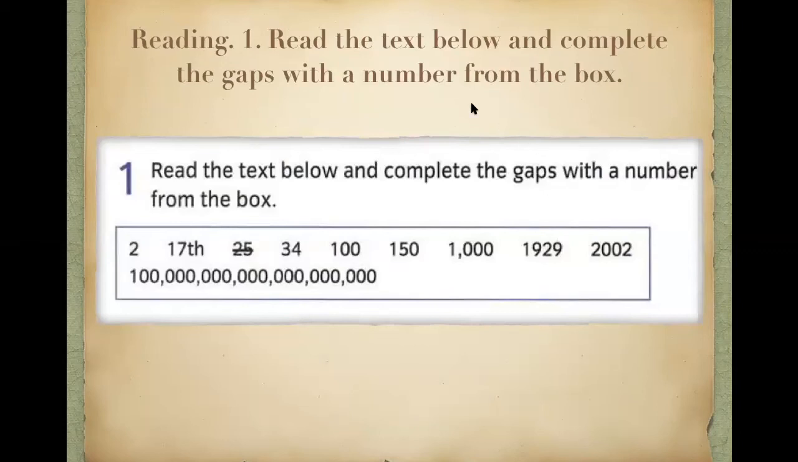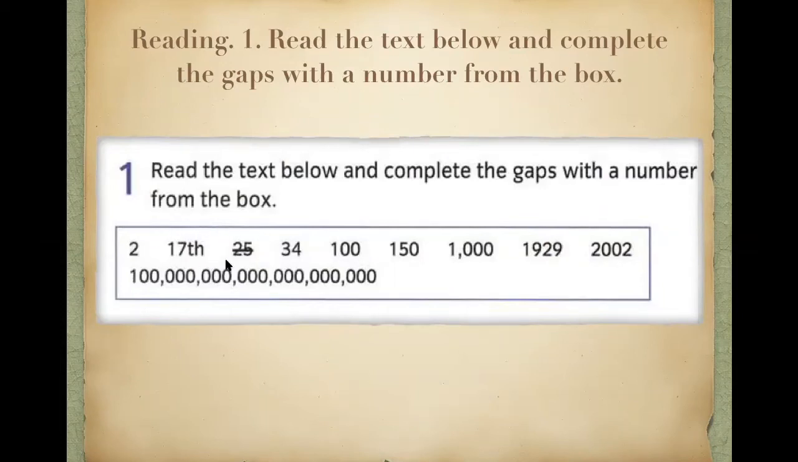Page 125. Read the text below and complete the gaps with a number from the box. Here we have some numbers. For example, how do you read this? What number is it? 2. Yes, 2. What about this number? 17th. TH, remember, right? Décimo séptimo, 17th.